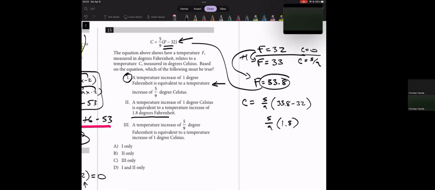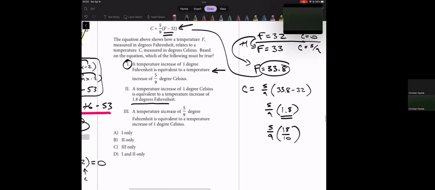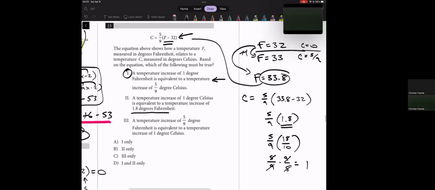Now, what's 1.8 times 5/9? Well, let's see if we can convert 1.8 into a fraction. 5/9 times 18/10. All right, we can reduce 18/10. That's the same thing as 9/5. And if you notice, if I multiply these, they actually cancel out, and I'm left with 1. So if the Fahrenheit is 33.8, Celsius is 1, so that must be true because I got an increase of 1 degree Celsius. So that's true.